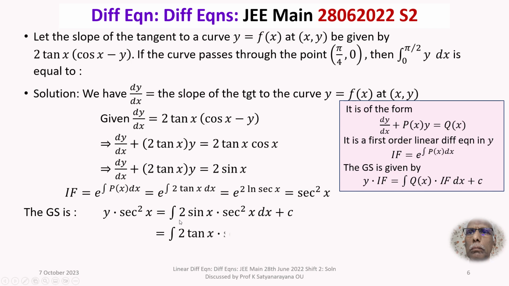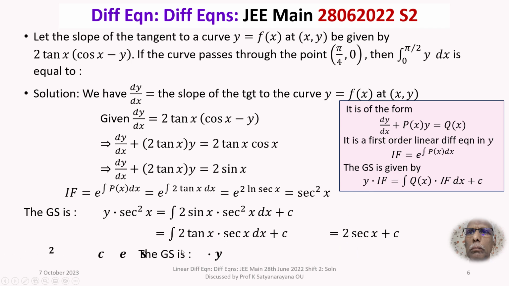This is equal to the integral of 2 sin x into secant square x. Secant square x is written as 1 by cos square x, and sin x by cos x is tan x, and 1 secant x remains there. So this is the integral of 2 tan x secant x dx plus c, and 2 times the integral of tan x secant x with respect to x is secant x. So this will be 2 times secant x plus c.